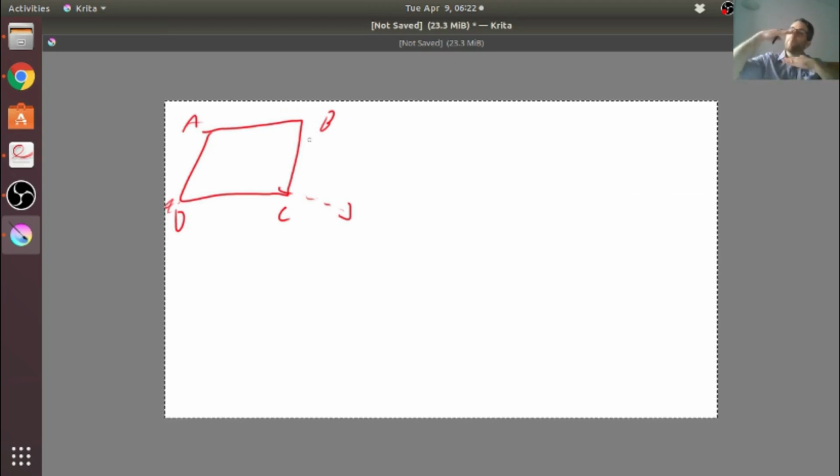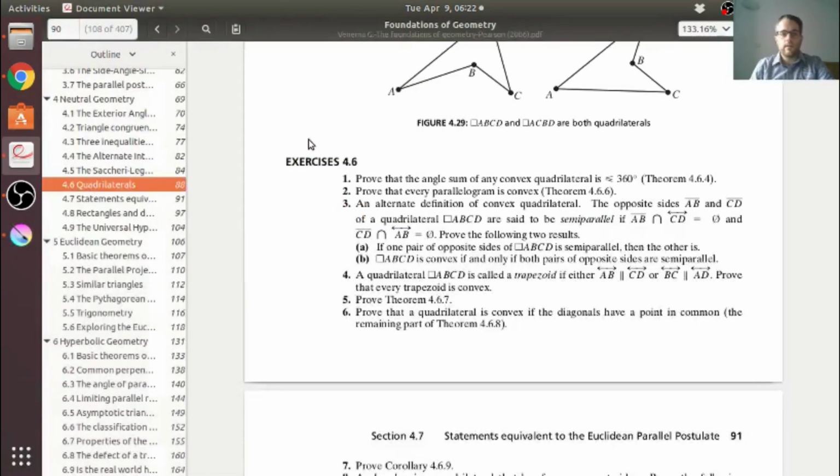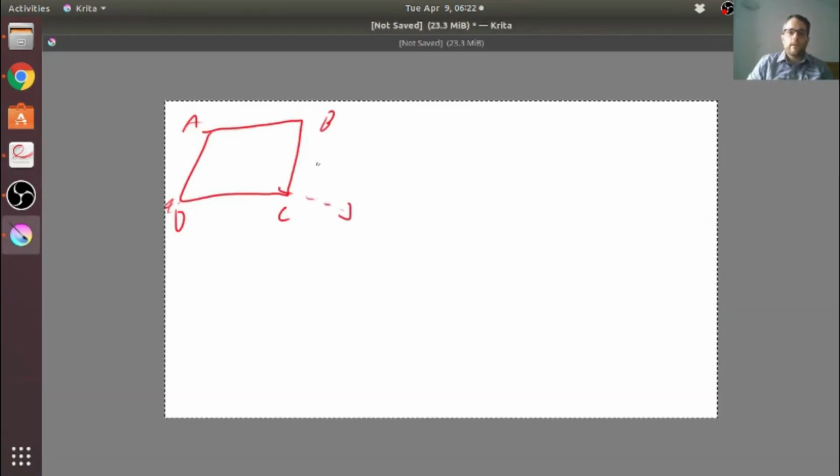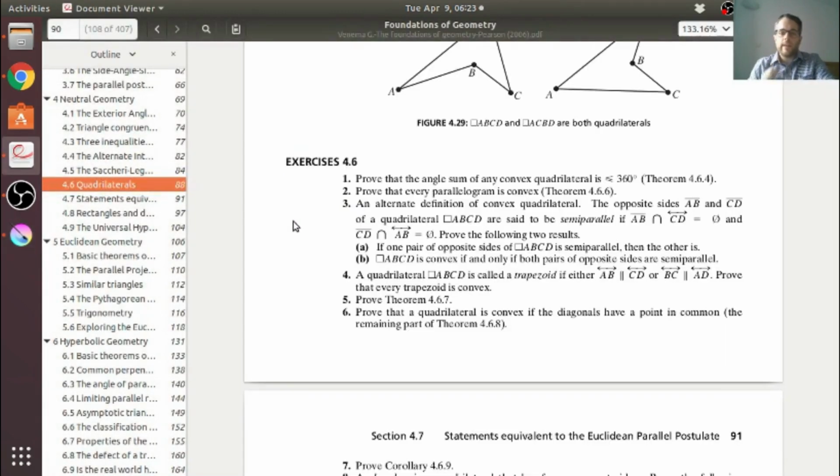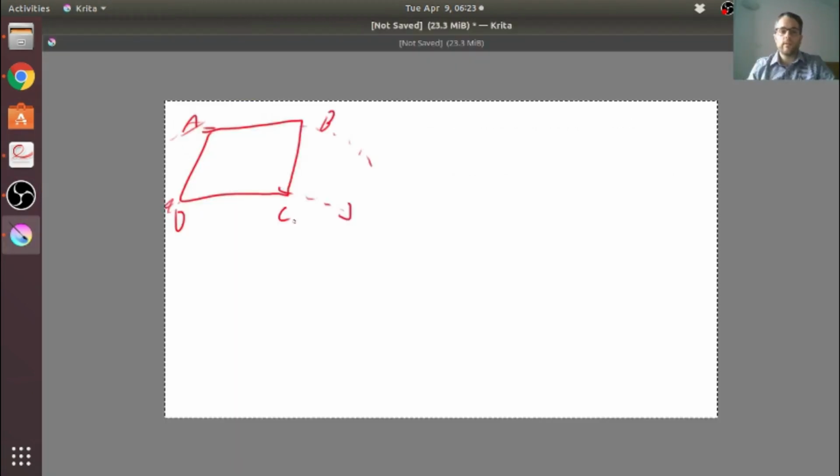So we're not saying they're parallel, we're saying they're semi-parallel. The line never hits the segment, right? That's the definition here. And also vice versa, if I drew out this line AB, it would never hit the segment CD. Okay, so the problem asks us to show that if one pair of opposite sides is semi-parallel, then the other one is. So let's assume that the top and bottom are semi-parallel.